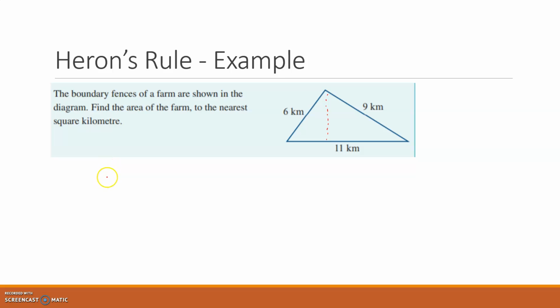So for Heron's rule, I need S first, and S is half of A plus B plus C. Now, lowercase a, b, and c, they all refer to the side lengths. So what I'm really looking at is a half outside of 9 plus 11 plus 6. Okay, so 9 plus 11 is 20, plus 6 is 26.